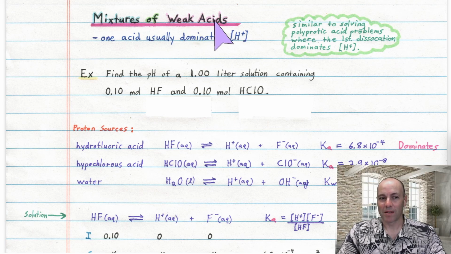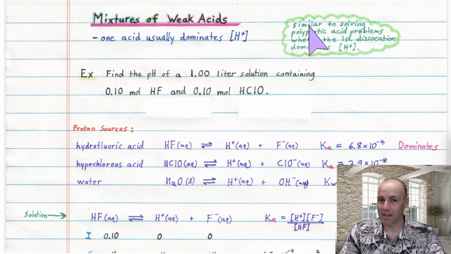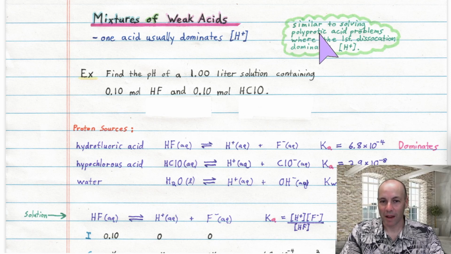In mixtures of weak acids, one of the acids usually dominates the proton concentration, and the other ones can therefore be ignored. That's similar to the way we approached the problem of polyprotic acids. So solving these is going to be similar to solving polyprotic acid problems. In those, the first dissociation dominated the proton concentration, and the dissociations that occurred after that could be ignored. So check the last video, lecture 9, if you want to have a look at polyprotic acids first, and you'll see that we approach these similarly.